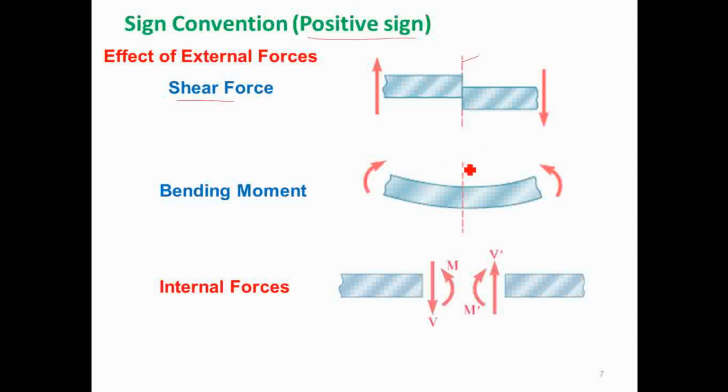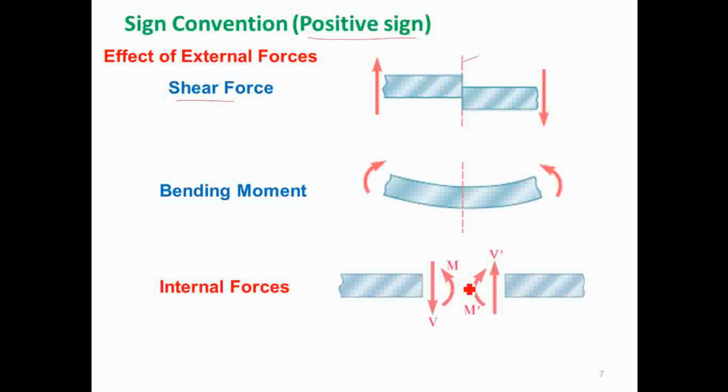Similarly, for the section, on the left hand side, clockwise moment is considered positive. On the right hand side, anti-clockwise or counterclockwise direction is considered positive. When you have to use the equilibrium condition, you can assume this as positive initially. If you get a final answer negative, then the sign will change. But initially, you can assume this way.